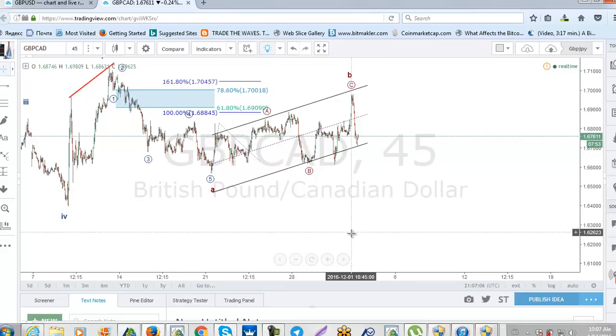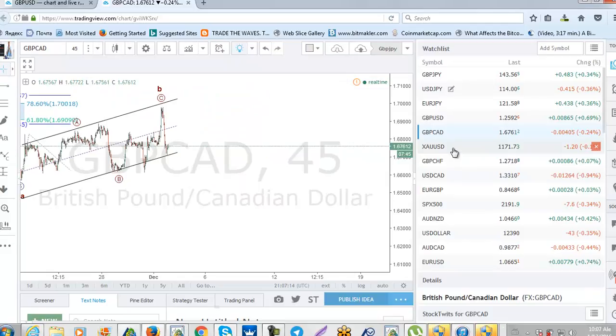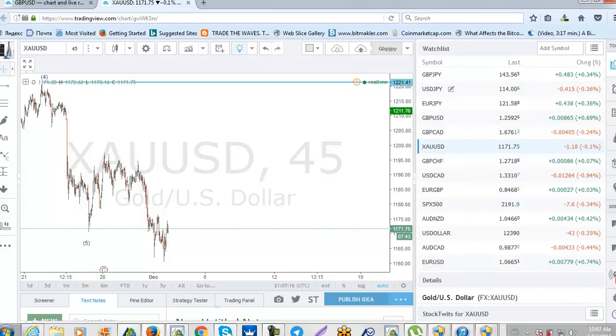And then what's going to be my target? Well, the minimum my target is a 1:2. Okay, so that is a GBP card. And let's look at gold. Okay, my bias on gold is bullish.